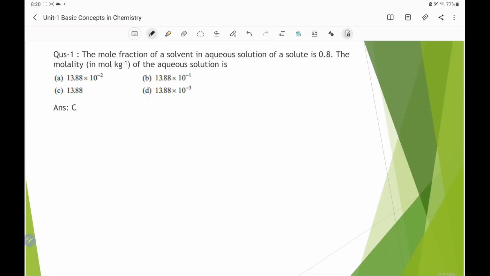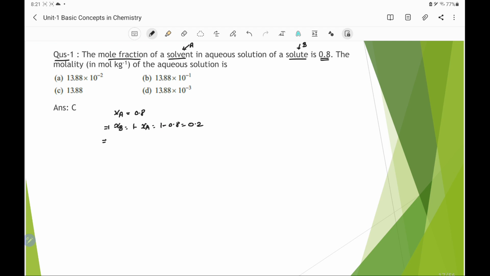Let's take some problems based on the calculation of the concentration of a solution. First problem: the mole fraction of a solvent, represented by the subscript A, in an aqueous solution of a solute, represented by the subscript B, is 0.8. So we can say that the mole fraction of solvent A is equal to 0.8. This implies that the mole fraction of the solute will be 1 minus the mole fraction of the solvent, which is 1 minus 0.8, equal to 0.2.